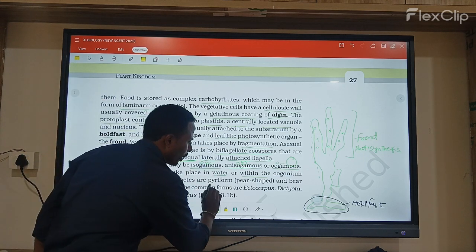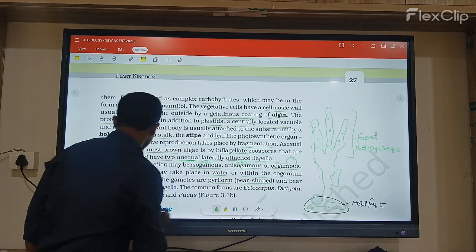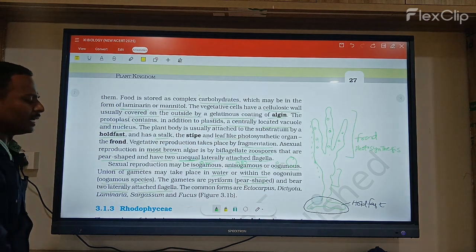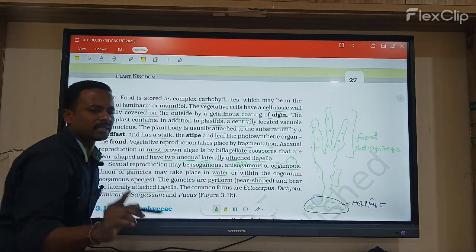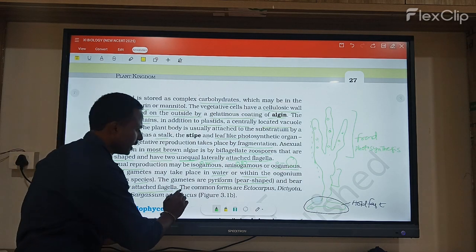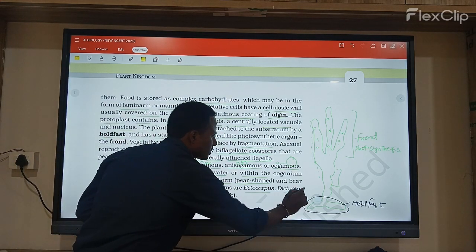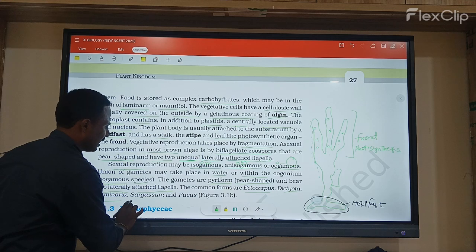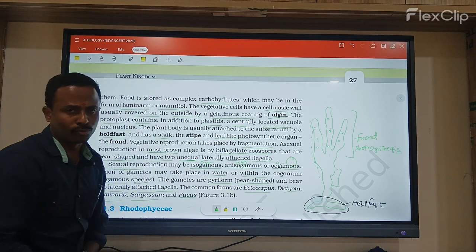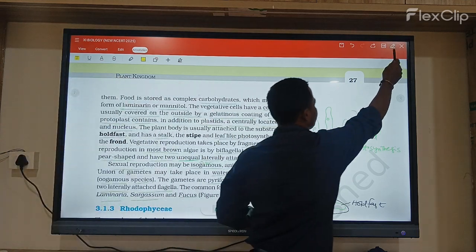The gametes are pear-shaped, with two laterally attached flagella. Gametes have which shape? Pear-shaped, with two lateral flagella present. The most common examples are Ectocarpus, Dictyota, Laminaria, Sargassum and Fucus. These are the best examples for the Phaeophyceae members.